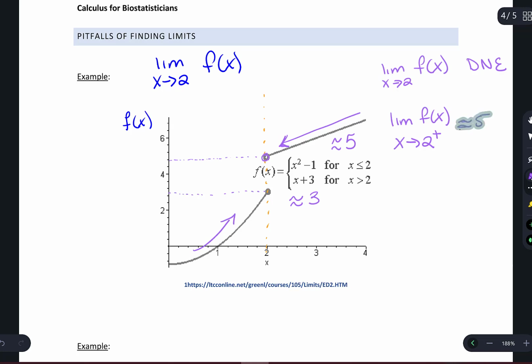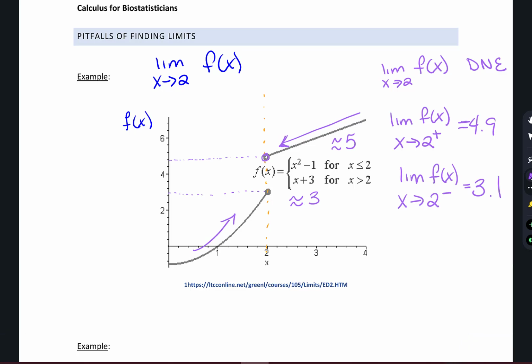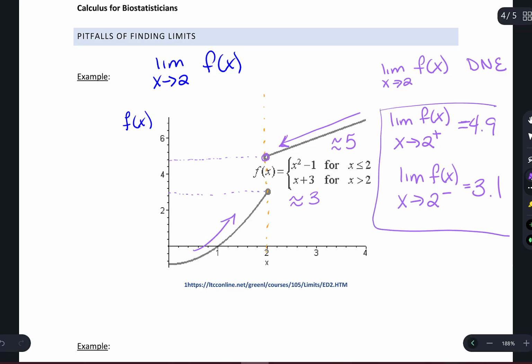And I think if we were to find the actual values, it's equal to 4.9 is what it ends up being. And then similarly, the limit of f of x as x approaches 2 from the left is 3.1 if we actually plugged it in and found the value. So again, this is a case where the right and the left-hand side limits do exist, but the overall limit does not exist. And that's because as we approach 2 from the two different sides, it's not equal to one another.